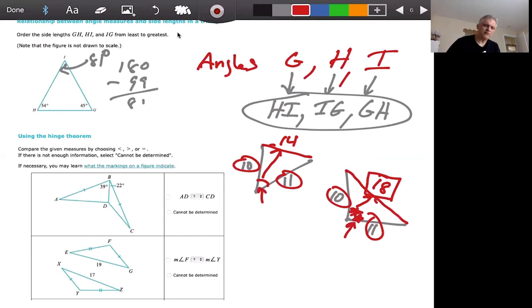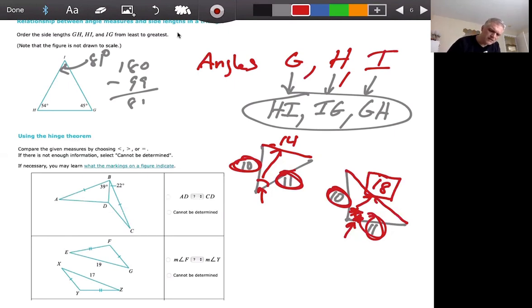So if you have the two sides congruent in both angles, then bigger angle gives you bigger third side. Bigger third side gives you bigger angle. All right, so let's look at these two examples.